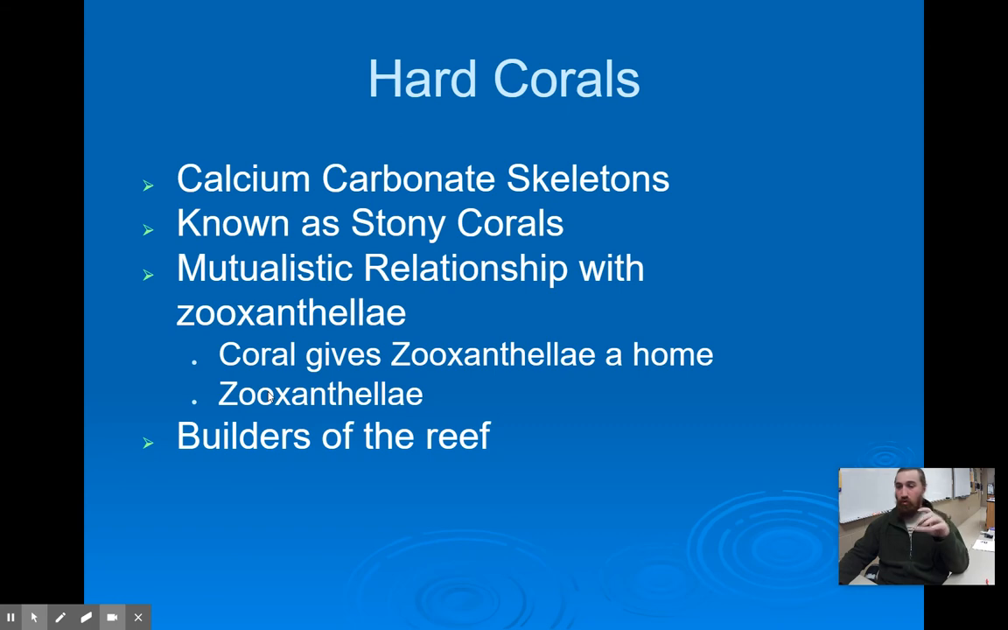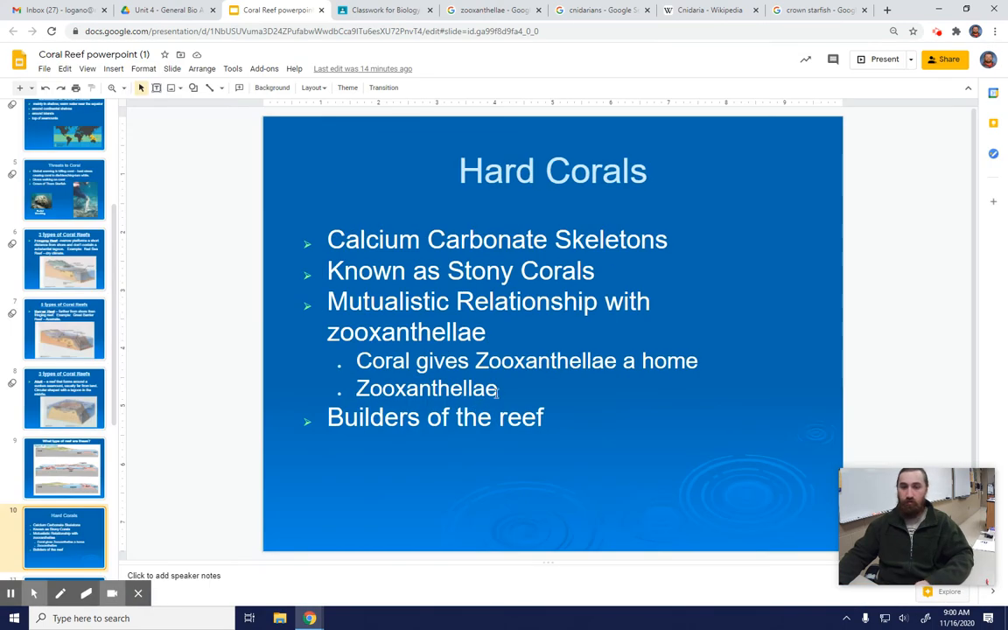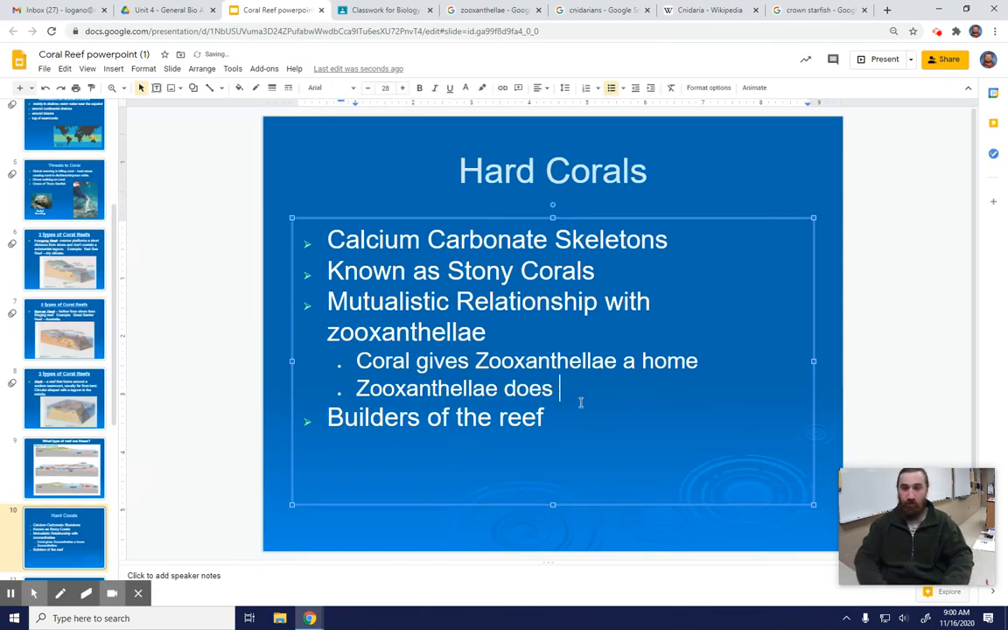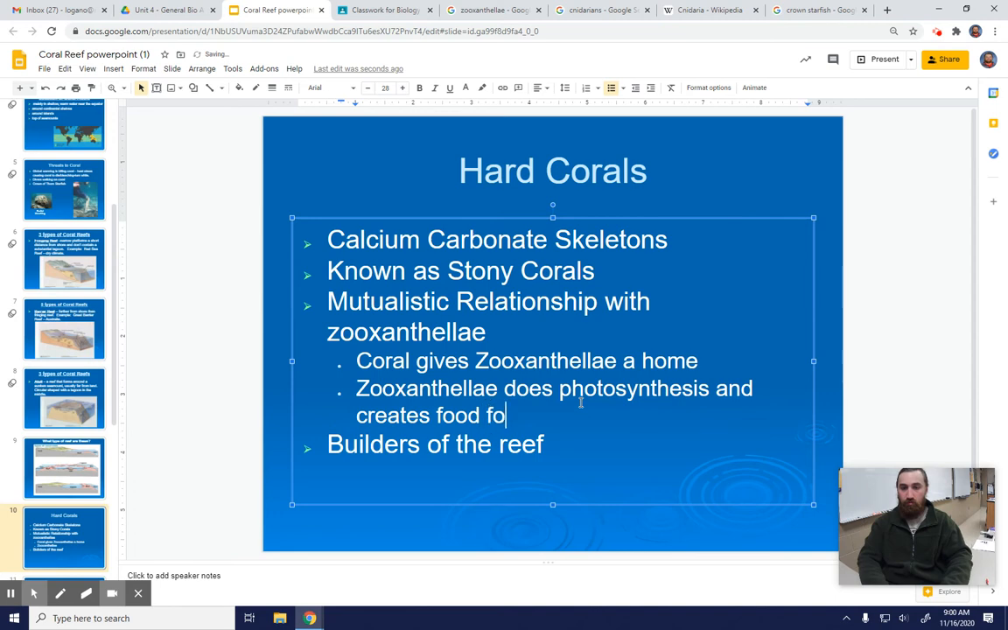The coral gives the zooxanthellae a home, while the zooxanthellae, I didn't even write that in there, I messed up, we'll put it in right now, does photosynthesis and creates food for the coral. Okay.